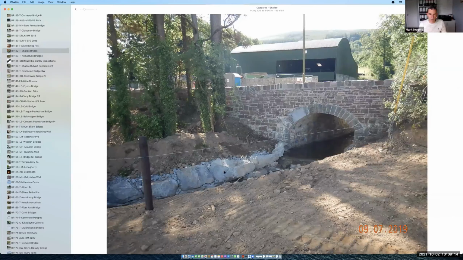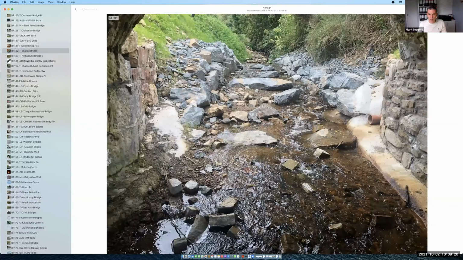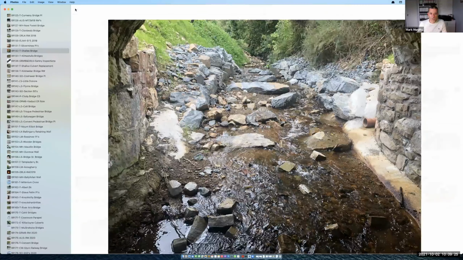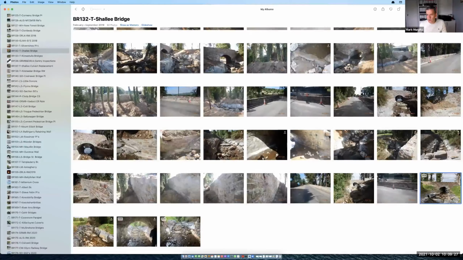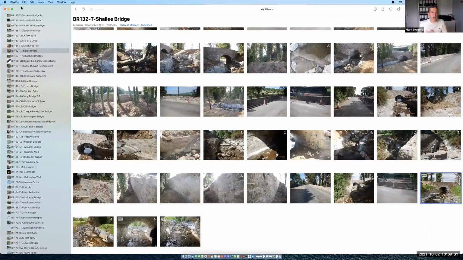So again, we put in this rock armor as well to protect the riverbanks. And also we look after the fish. That looks a mess, but that's exactly what the fish want. The water levels are very low here, but so we look after the fish and the bridges. So again, this is the finished job. So that's just giving you a flavor of what I do as an engineer.